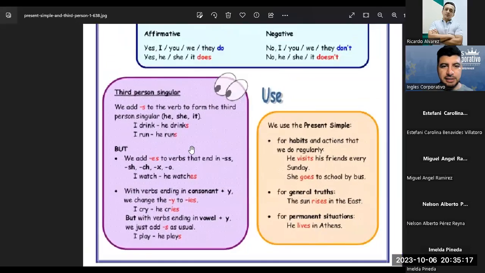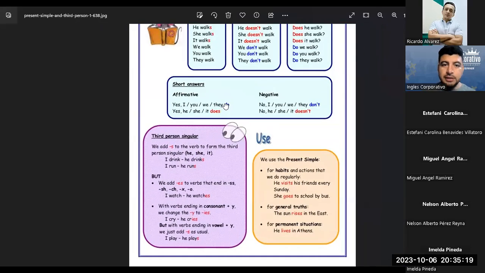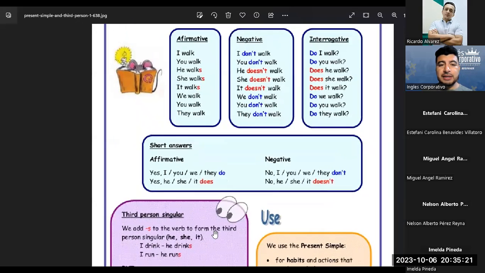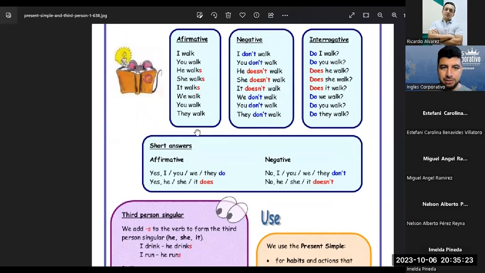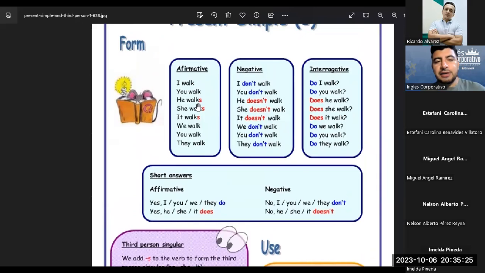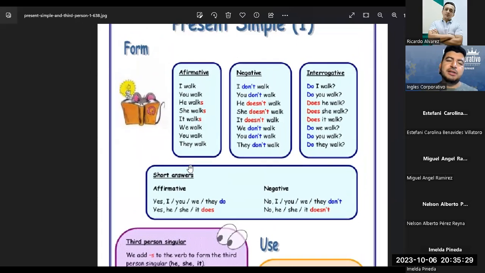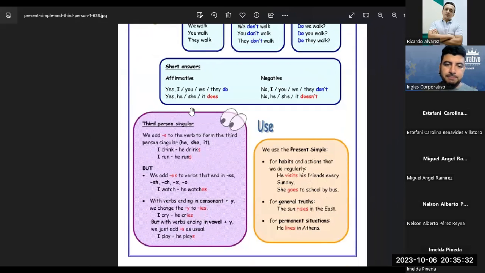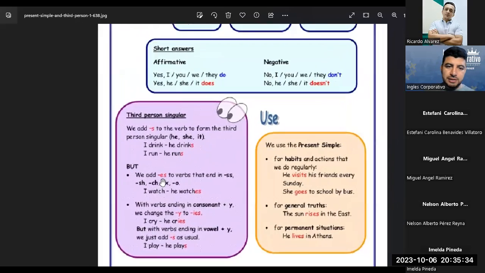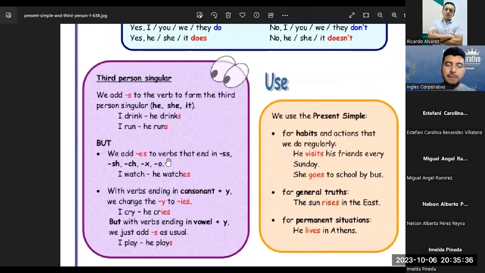Para los que me decían que se acaban de conectar, estamos hablando que en las terceras personas hay una modificación cuando se utiliza en afirmativo para los verbos. He walks, she walks, it works. Entonces, voy a explicar de nuevo eso, pero si no es suficiente explicación, sugiero que vean el video cuando yo lo suba mañana, porque si no, no vamos a avanzar con los demás temas que tenemos acá. Pero básicamente es lo siguiente.